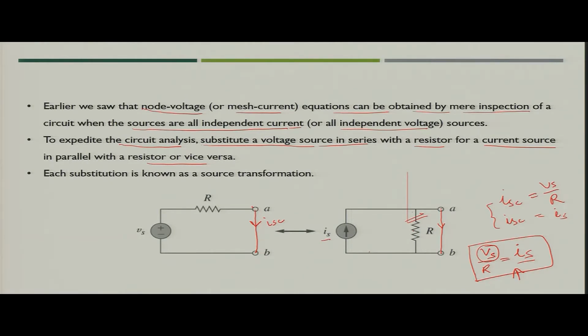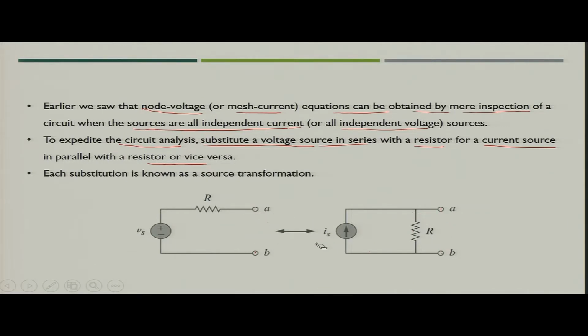Now, instead of short circuit, suppose if you are verifying the same concept with the open circuit, because short circuit and open circuit are both the characteristic of the circuit. So, in case of open circuit, what will happen? What would be the open circuit voltage across A and B? Open circuit voltage across A and B would be Vs. Similarly, in this case, what would be the open circuit voltage? Open circuit voltage would be Is into R.